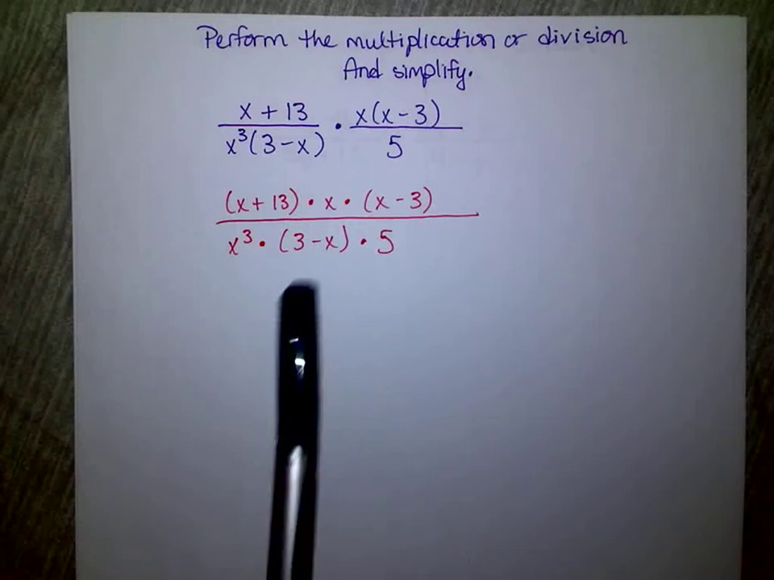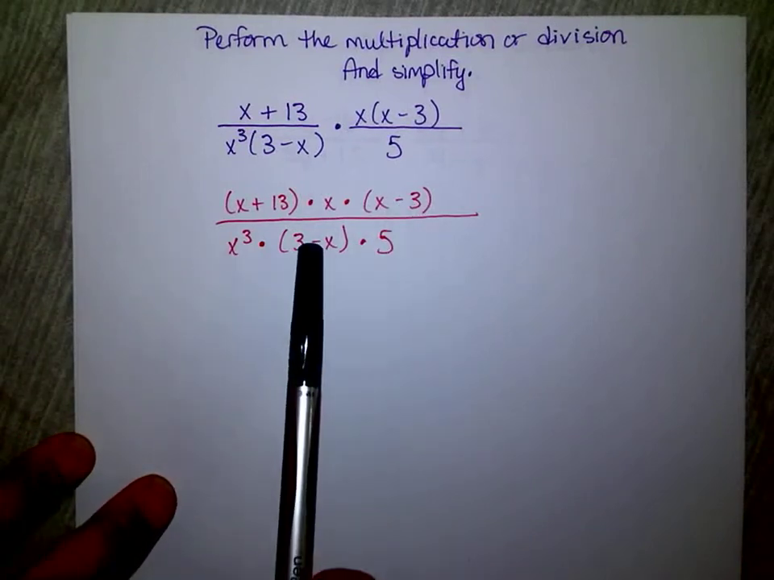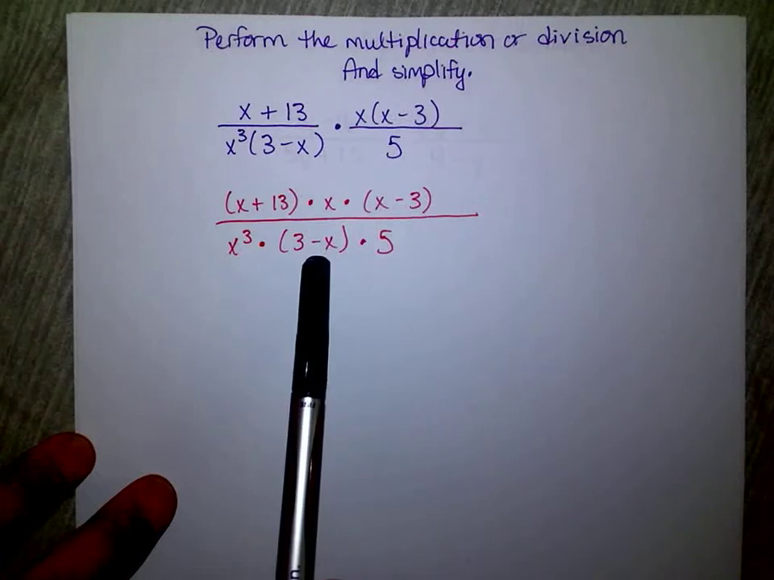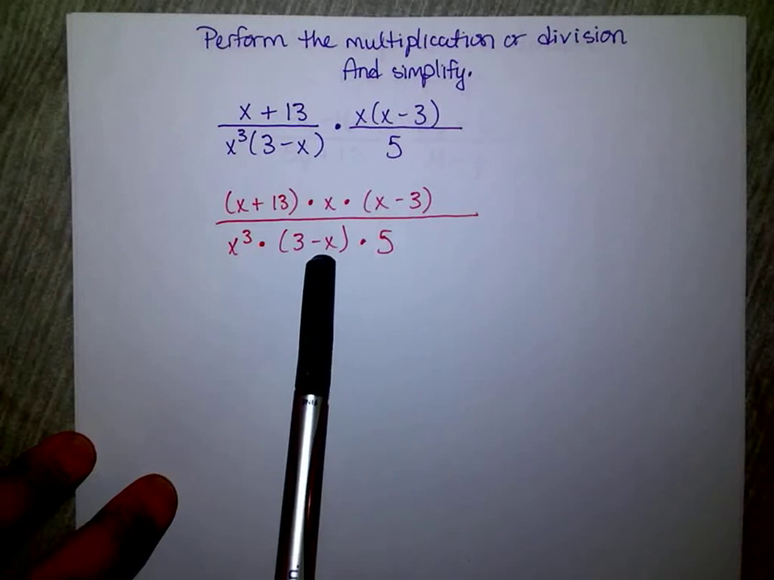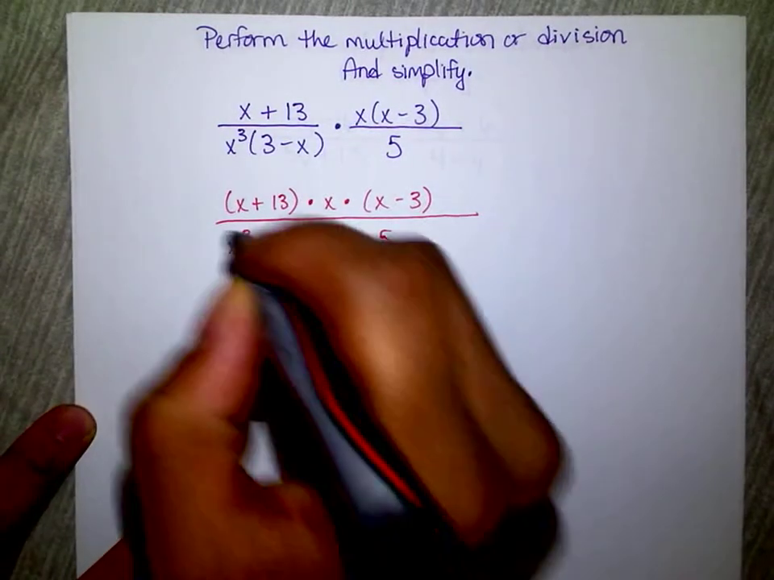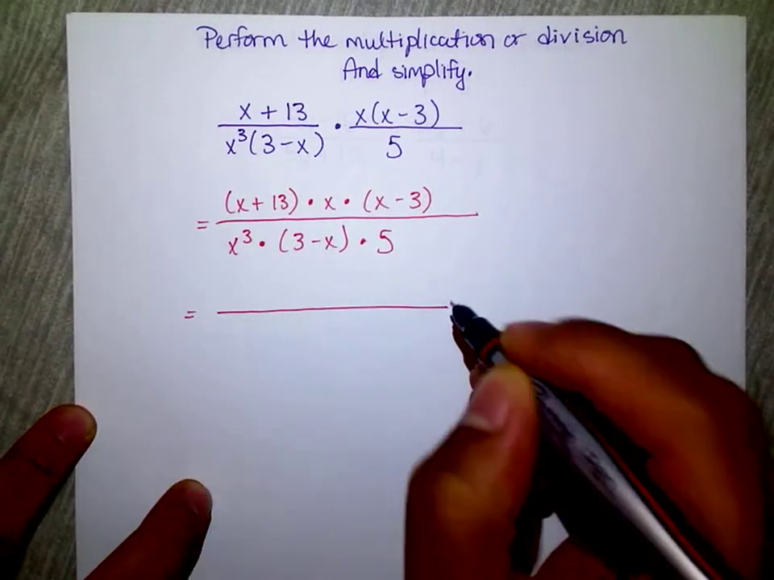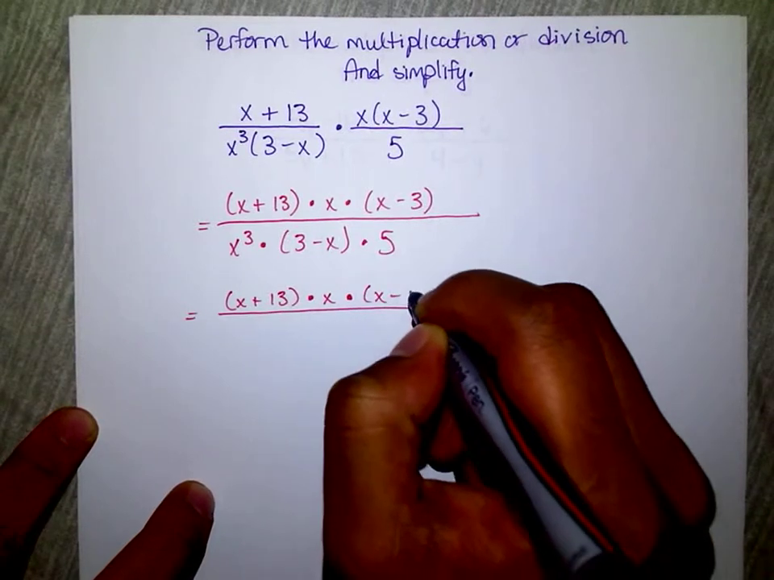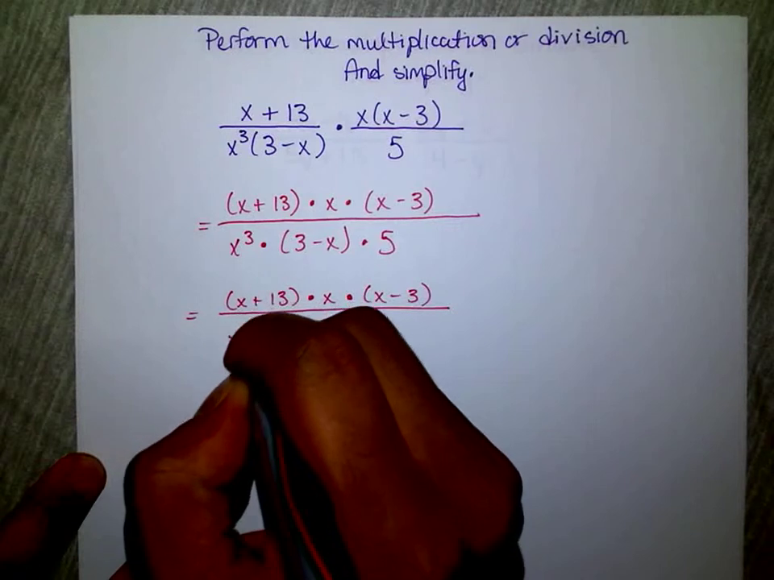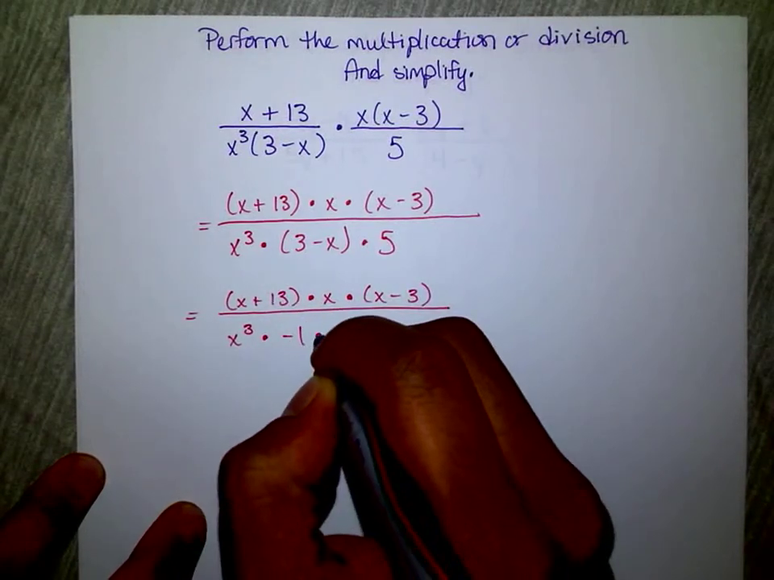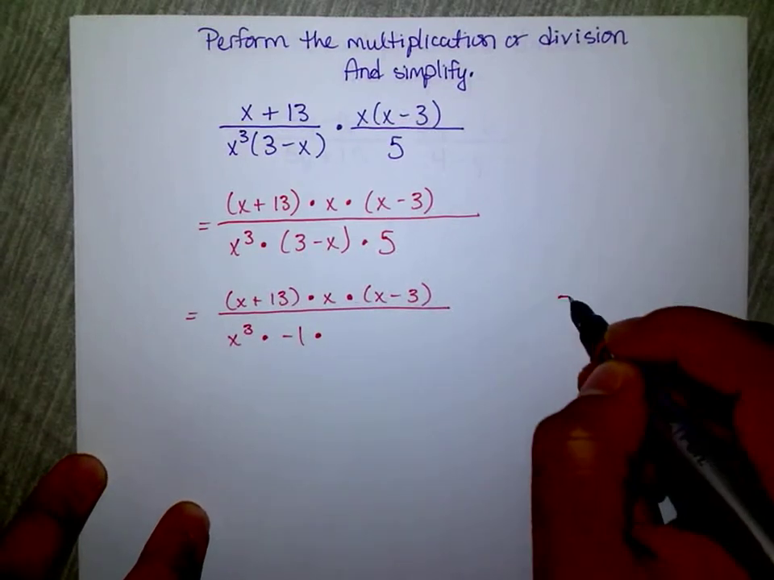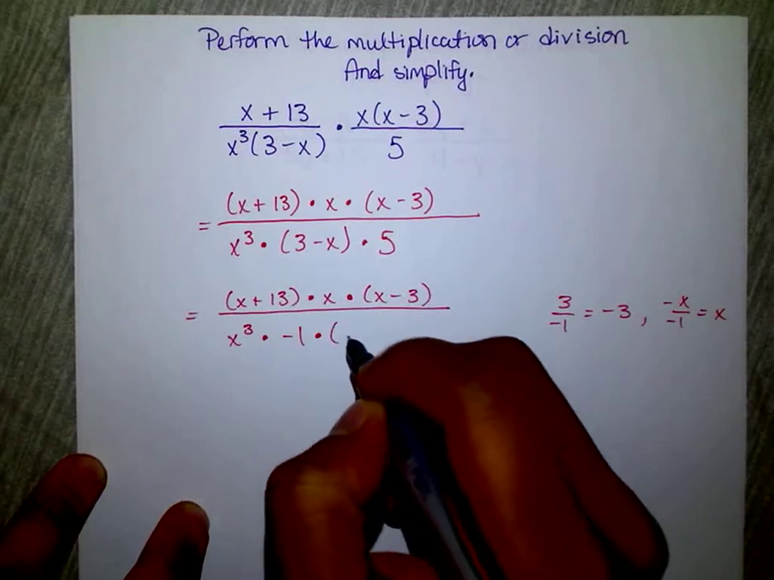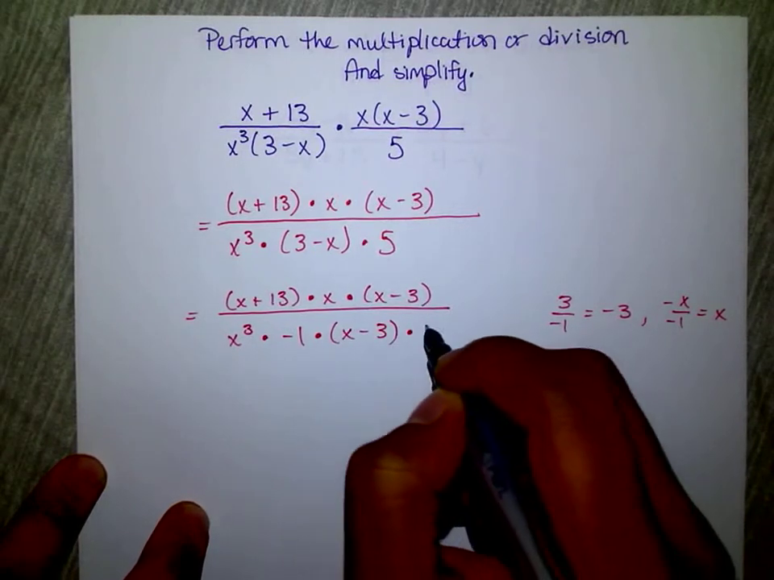Alright, now we see here that we kind of got the same thing, but we don't. This 3 needs to be negative, and that x needs to be positive in order to get it to how it is on the top. So what I can do is factor out a -1. If I factor out a -1, that'll be x cubed times -1. 3 divided by -1 is going to give me -3, and negative x divided by -1 is going to give me a positive x. So I can rewrite that as x and -3 times 5.